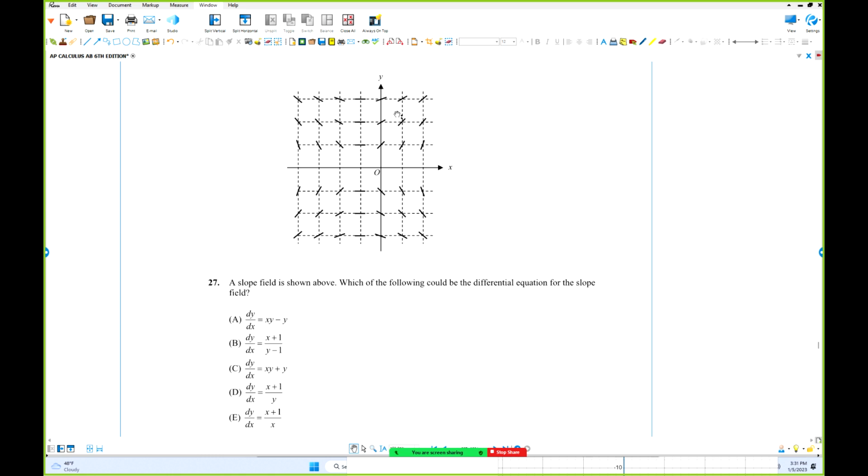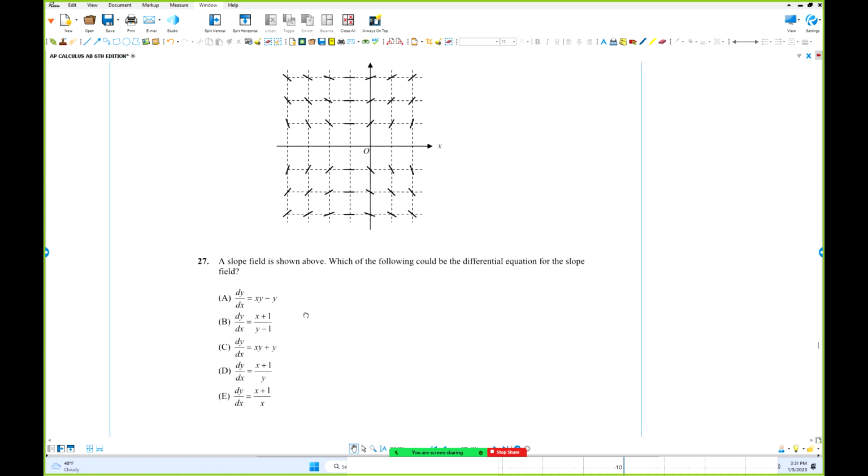Anyway, which of the following could be the differential equation for the slope field? Check it out over here. First, check out this special case. The slope is all zero, right? The slope is all zero. And this is what? Undefined, okay? There's no slope. That means undefined at this point, and x equals -1, okay?